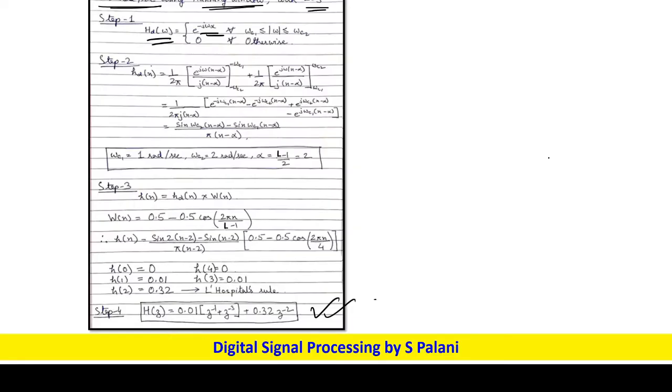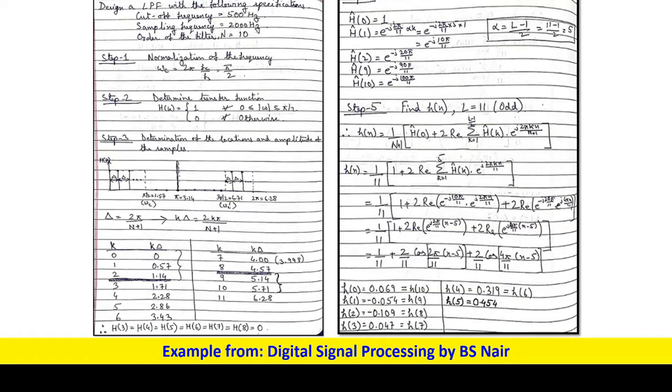Now for the Hamming window, we have this equation: 0.54 minus 0.46 cos of 2 pi n divided by L minus 1, and for the Blackman window we have 0.42 minus 0.5 cos 2 n pi by L minus 1 plus 0.08 cos of 4 n pi by L minus 1, for n equals 0 to L minus 1. You need to remember these equations for the Hamming window and the Blackman window. Any questions up to this point? Then we will go towards the next method, the frequency sampling method.